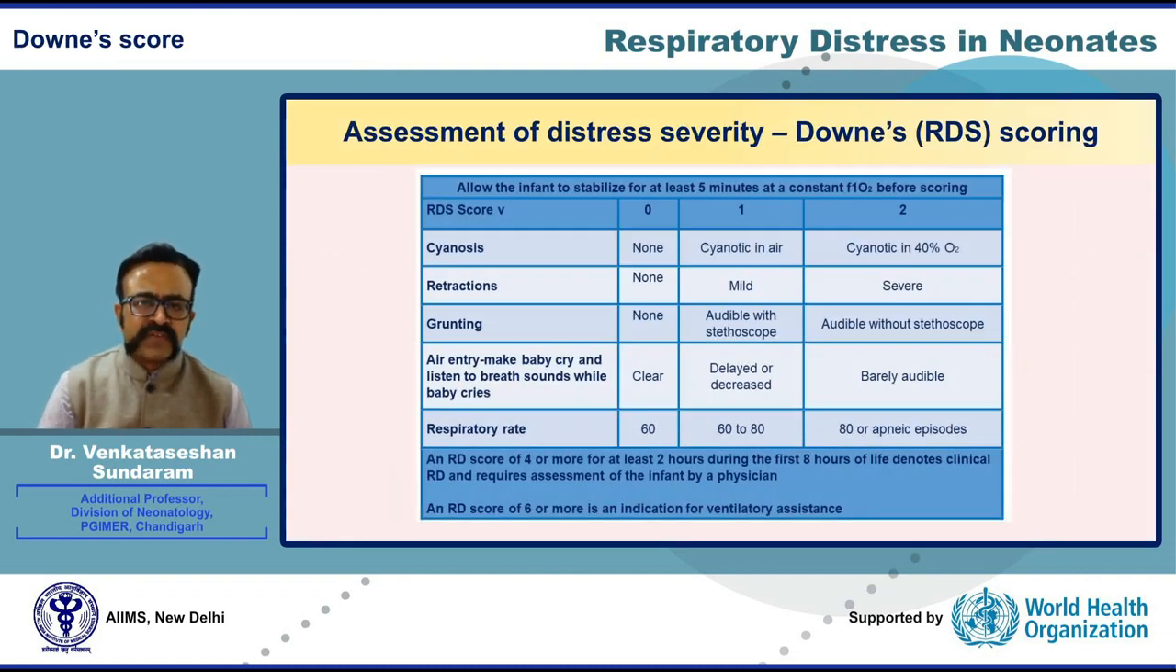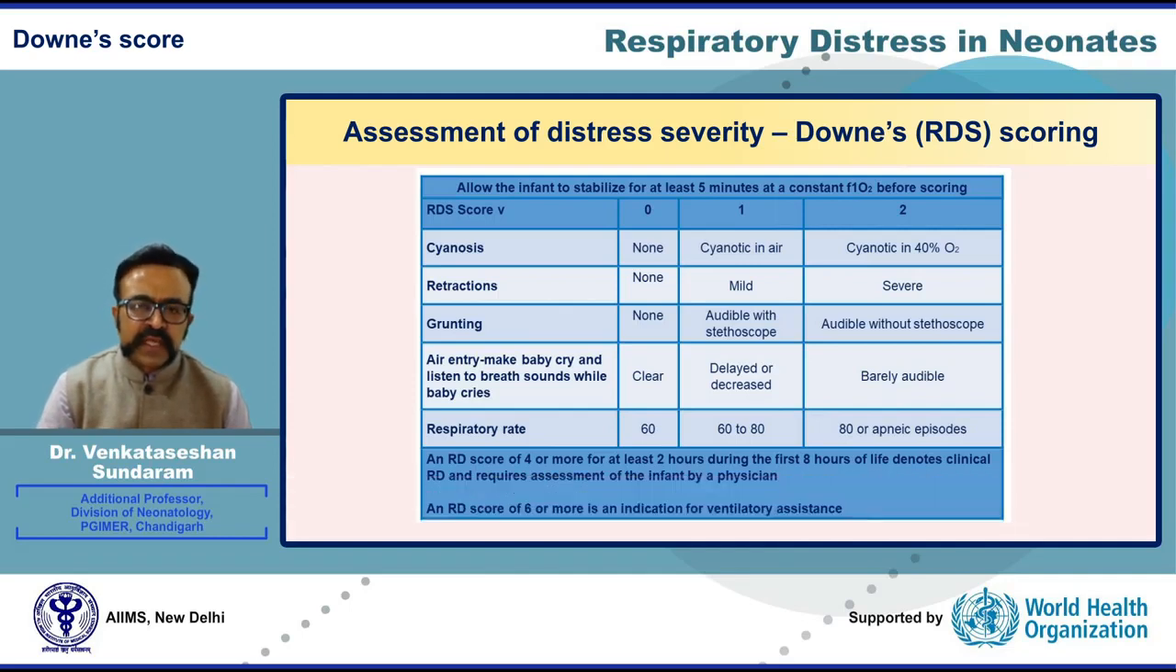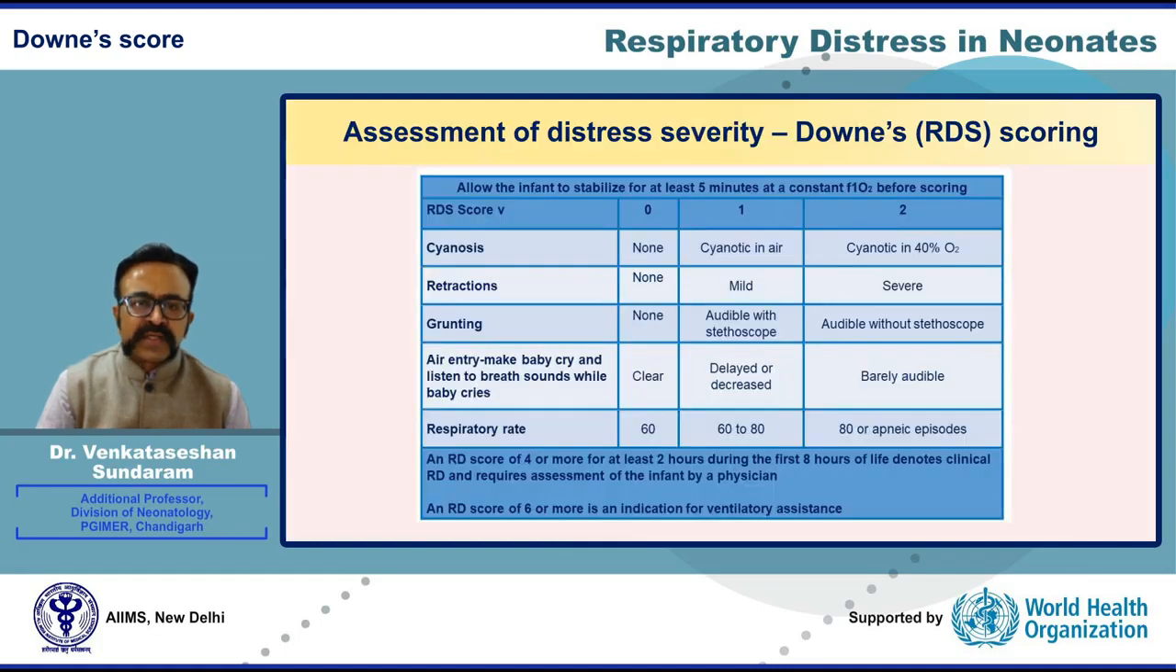Another score is the Downes score. The Downes score is different from Silverman in the sense that it can be applied across all gestations. Even though conventionally the score is also used to decide severity and management strategies, such decisions are waning slowly. Many nowadays would prefer to start early CPAP support even in the score range 1 to 3 if it is a preterm newborn, and the clinician believes that atelectasis is the underlying pathology irrespective of the etiology and severity, and scientific evidence does support this approach.